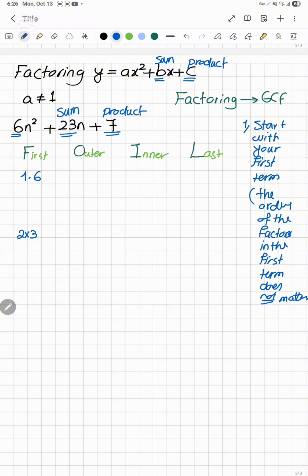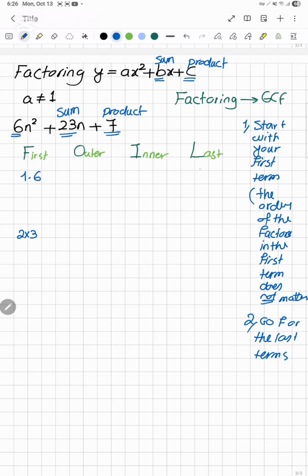So after step number 1, I'm going to go for the last terms. Also, pay attention to the sign of whatever you have in the sum part. For example, over here, the product is positive and the sum is also positive. So it means that both of the factors that were multiplied by each other were both positive, so that their addition also became something positive as well.